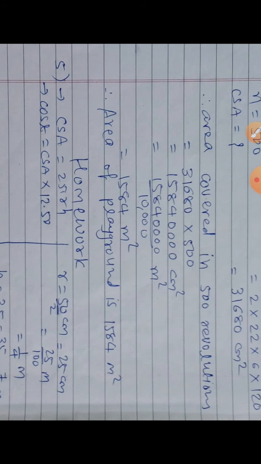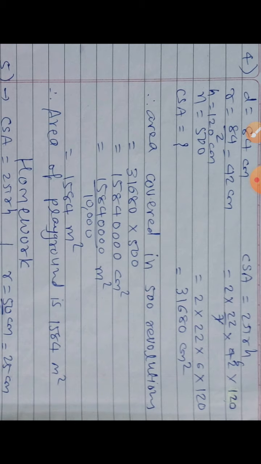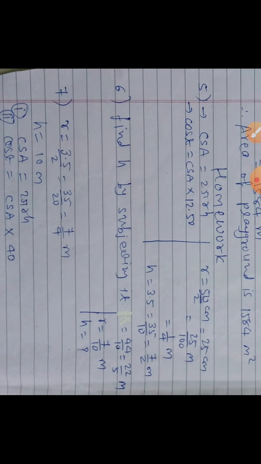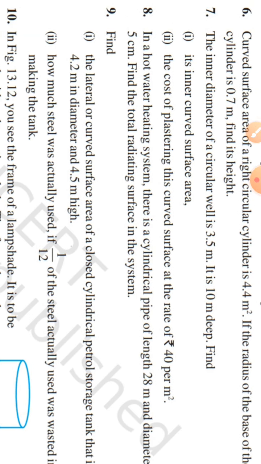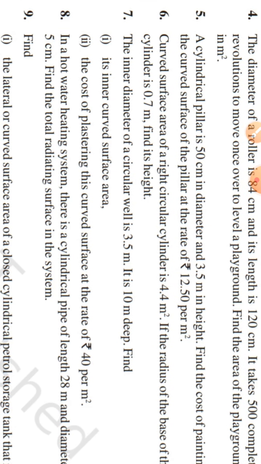Now I just solve 3 sums. Now remaining all sums I have given in homework with hint. Without a hint, not a single sum is given. Okay, so now look at number 5.